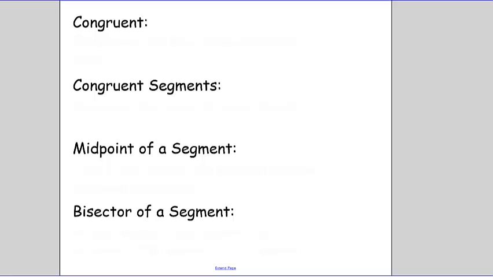Okay, now again, lots of definitions in this chapter. So our first definition, congruent.